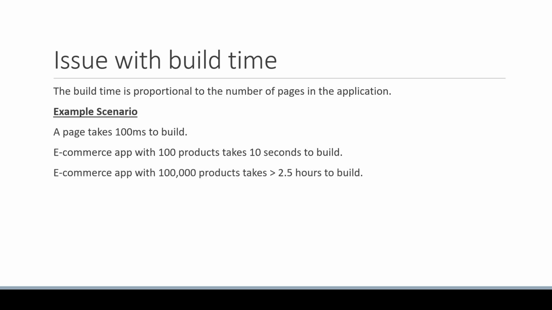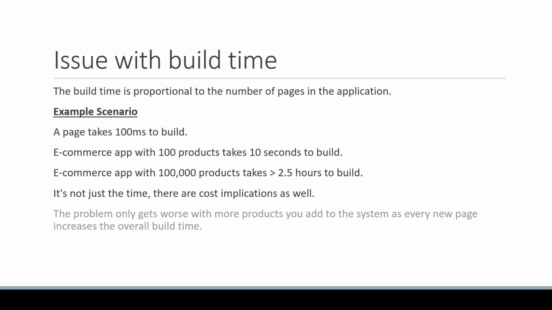For 100,000 products, at 100 milliseconds per page, you need slightly over 2.5 hours to build your app for production, which is quite a bit of time if you think about it. Keep in mind, it's not just the time, but there are cost implications as well. And this problem of large build times only gets worse with more products you add to the system as every new page increases the overall build time.